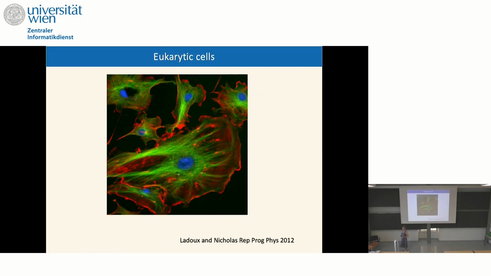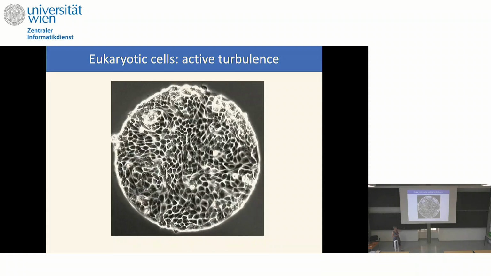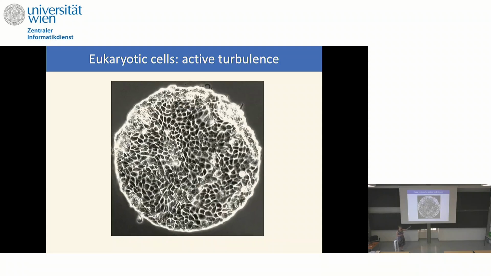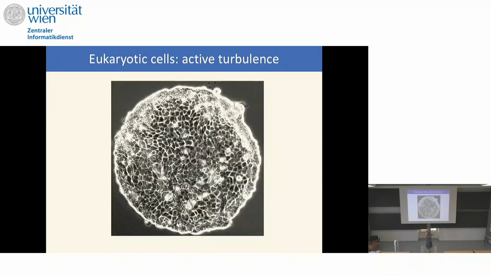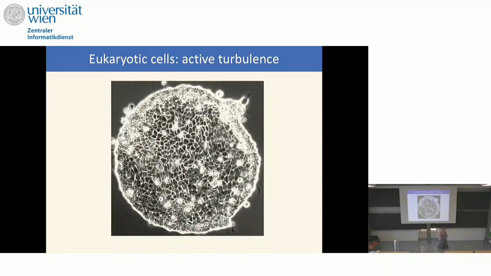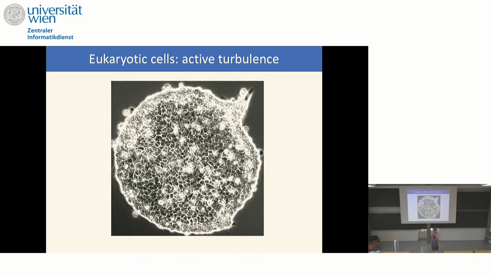My third example is cells. These are epithelial cells. We heard about them from Rasko. And if you put loads of these together on a Petri dish and just look at them, as many of you know, again, these things can move like that. Again, you're getting turbulent-like chaotic behavior. You're getting something which looks like active turbulence.